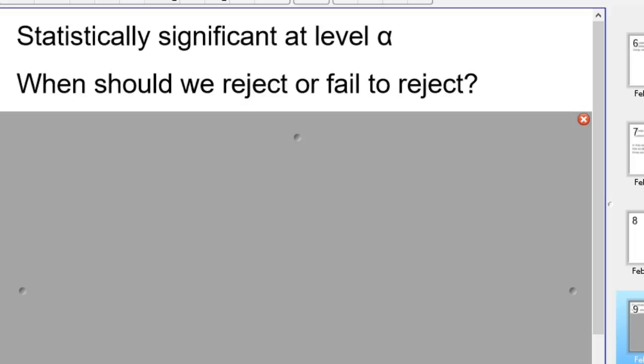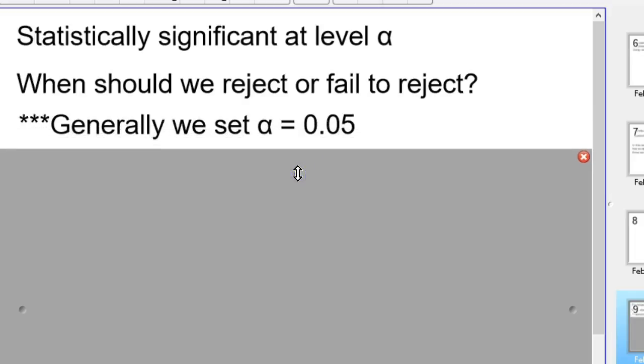So let's take a few minutes and talk about statistical significance and the alpha level. So, level alpha. When should we reject or fail to reject the null hypothesis? In our case, the null hypothesis, if you remember, was 0.6. And statisticians just generally set an alpha level at 0.05. So at anything below 0.05, we would consider that to be a rare event. It doesn't happen by chance very often.